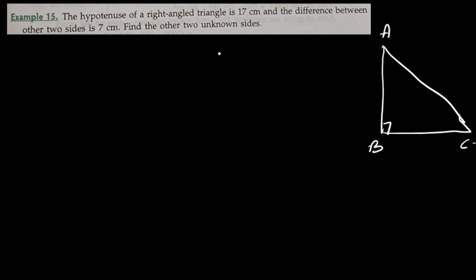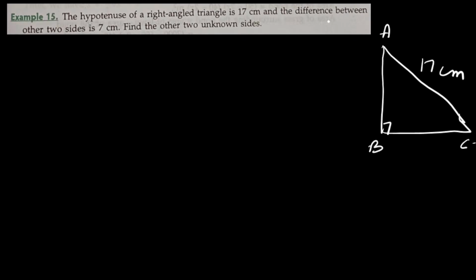You can see the statement: the hypotenuse of a right angled triangle is 17 centimeter. The difference between other two sides is 7. Find the unknown sides. So here what is given to us? Here they have given the scenario of a right angle triangle. Suppose here we have right angle triangle ABC. Hypotenuse is given to us. Hypotenuse is the longest side. So AC is given to us, I can say 17 centimeter.